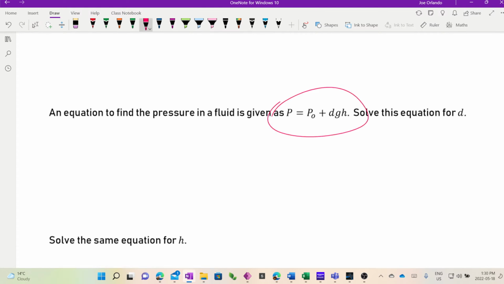Solve this for D. The pressure in a fluid is equal to the original pressure plus DGH. The density of the fluid times the gravitational constant times the height of it. This is how you can burst a wine barrel with a straw, if it's long enough.